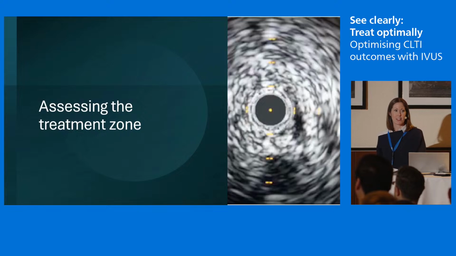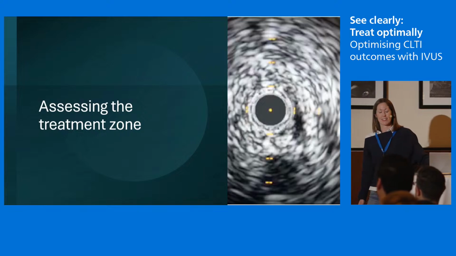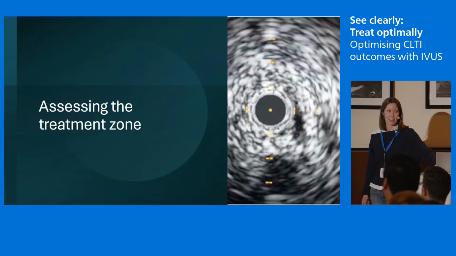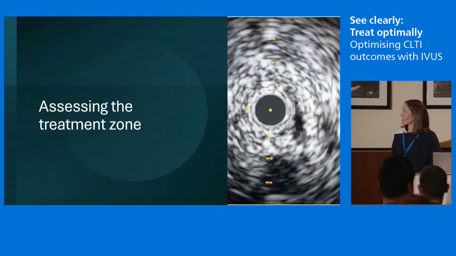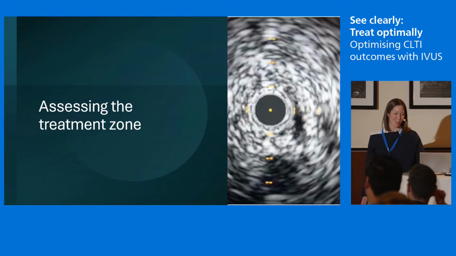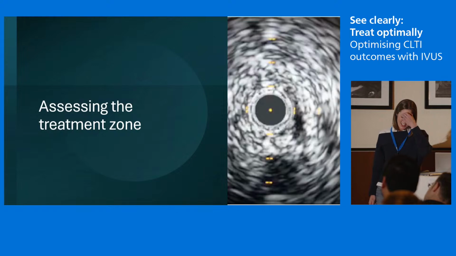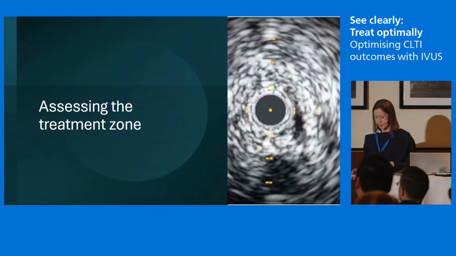The treatment zone. This is a case that will long live in my mind, and it was a case that the three of us did together. I think we made you miss your mate's 40th birthday dinner, actually, because we were still there at 10 o'clock at night, and it was a horrible, long calcified occlusion in a chap who'd had bilateral CLTI.